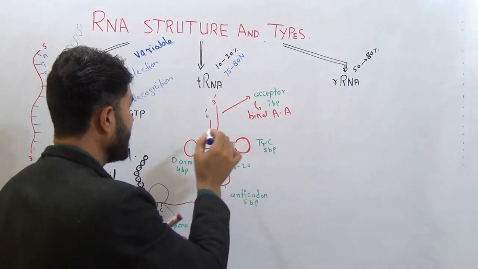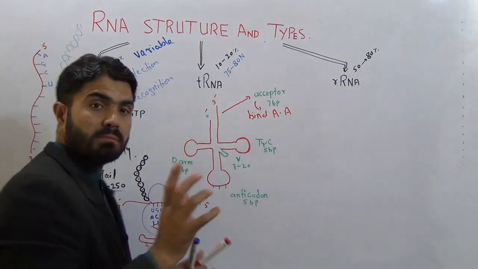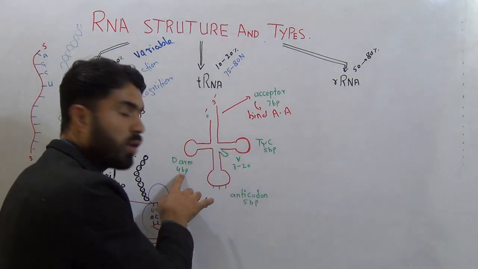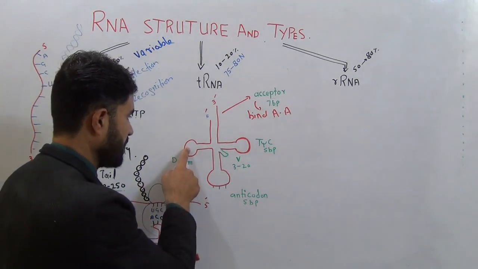So then we come to the second, that is called the D arm. How many base pairs does the D arm contain? 4 base pairs, and it helps in the recognition of enzymes. The function of this is that.